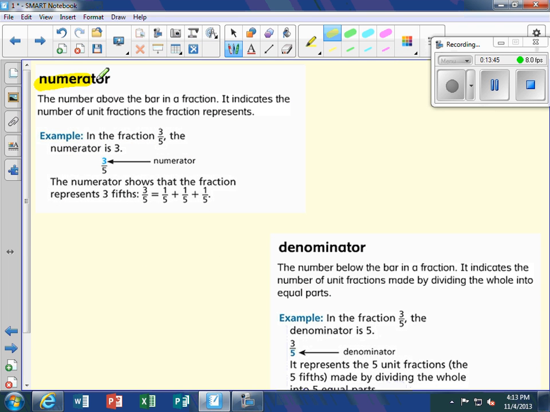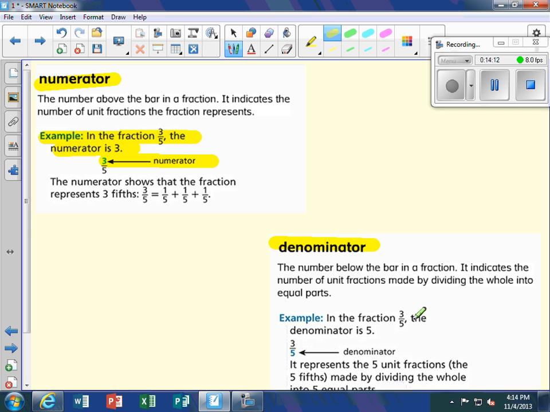All right, copy the example. You don't have to copy the definition. The number above the bar in a fraction indicates the number of unit fractions the fraction represents. Copy this example. In the fraction 3 over 5, the numerator is 3. 3 over 5, numerator. Okay? And then it goes on to say what you don't have to copy. The numerator shows that the fraction represents 3/5: 1/5 plus 1/5 plus 1/5.